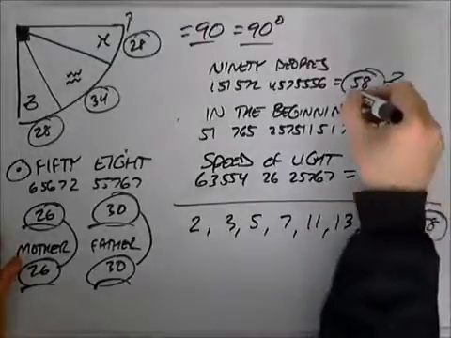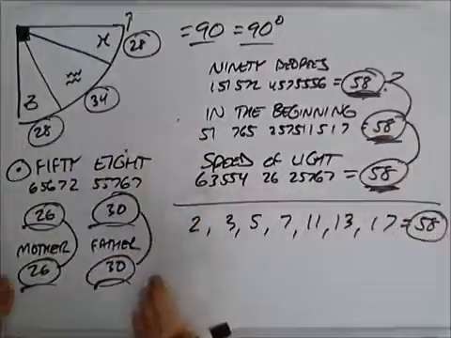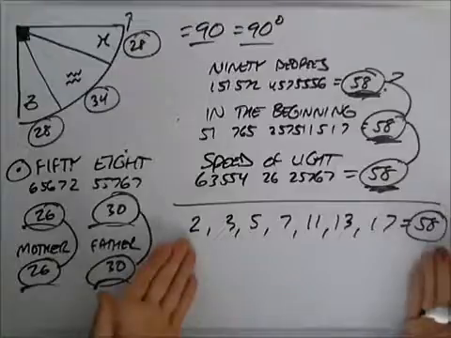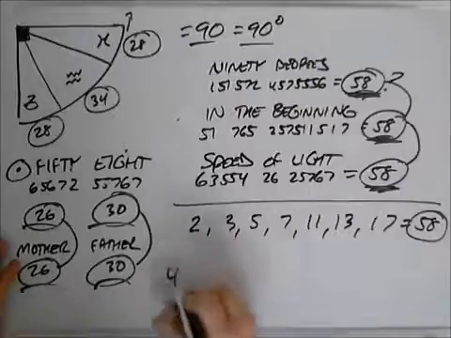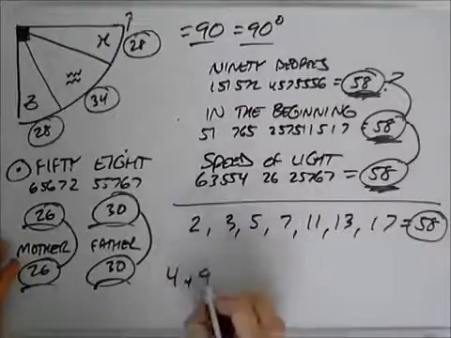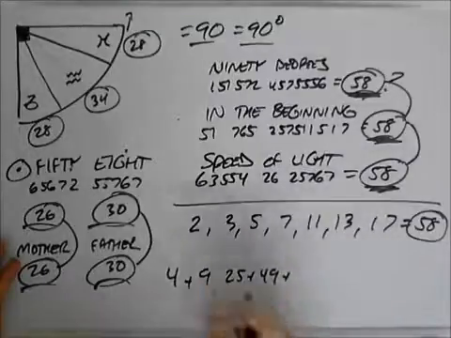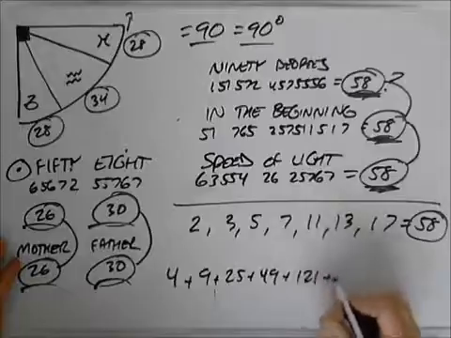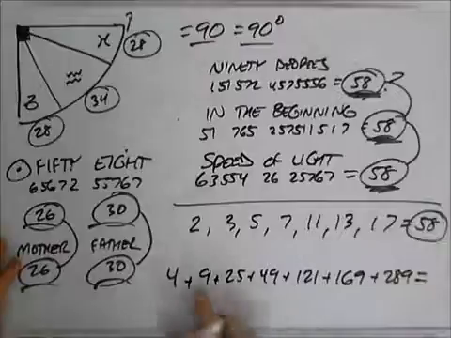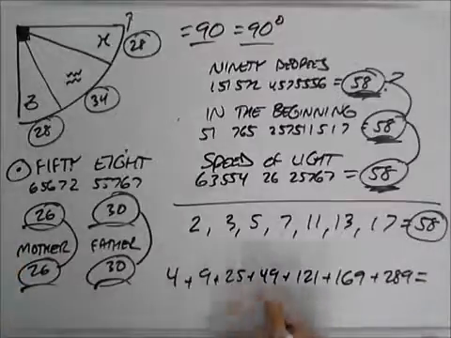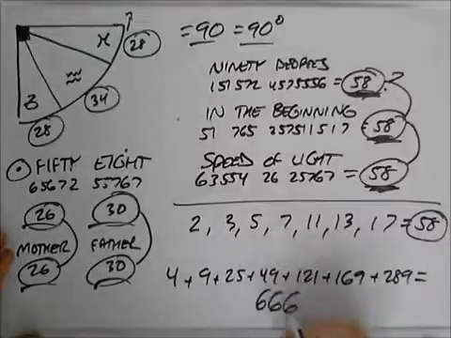So the 90 degrees of our in the beginning that gave birth to the speed of light wants to tell us about a mother and father, and also wants to tell us about the first seven prime numbers. Why are these seven prime numbers important? Because if we square these seven prime numbers, 2 squared is 4, 3 squared is 9, 5 squared is 25, 7 squared is 49, 11 squared is 121, 13 squared is 169, and 17 squared is 289. 4 plus 9 plus 25 plus 49 plus 121 plus 169 plus 289 is 666.